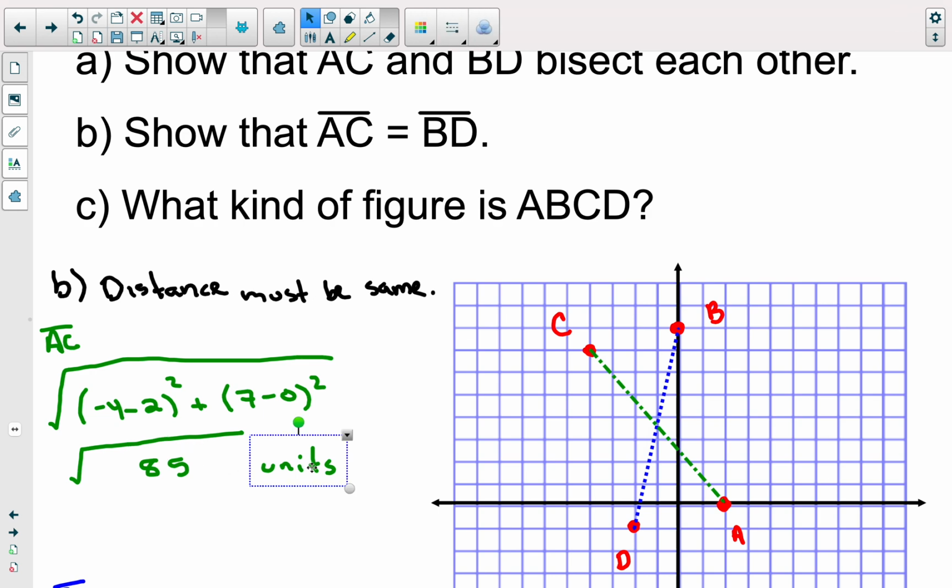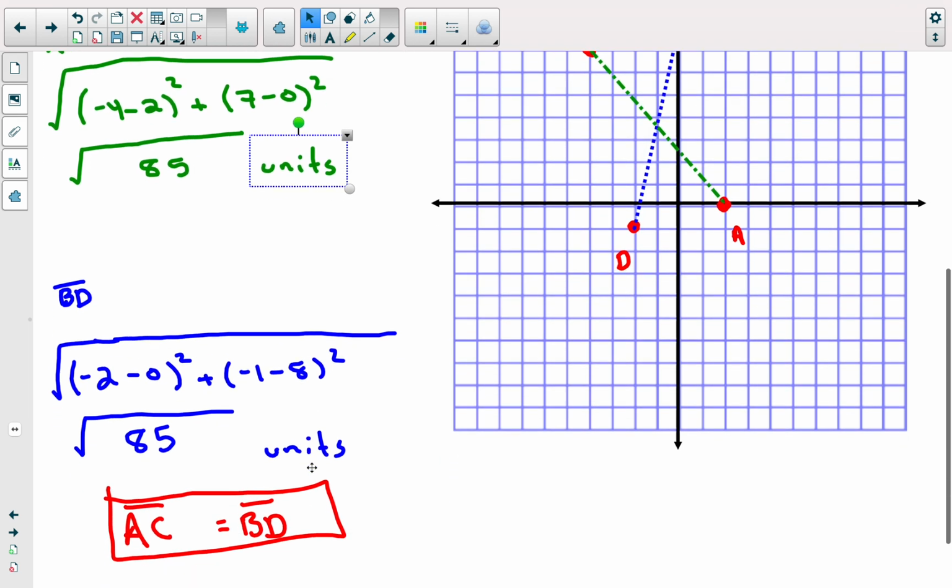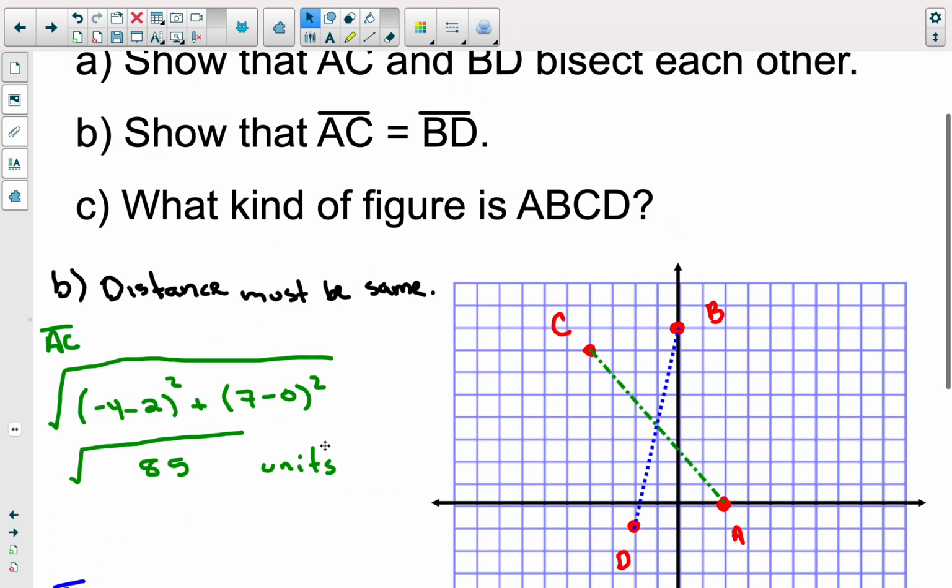So you can approximate this. I'm going to leave it as is just because I'm just comparing it to the length of segment BD now, right? Same process, BD: negative 2 minus 0 squared plus negative 1 minus 8 squared. That gives us 4 plus 81, square root 85 again, units. So therefore we can conclude that the length of segment AC is equal to the length of segment BD, satisfying the second part of our question.